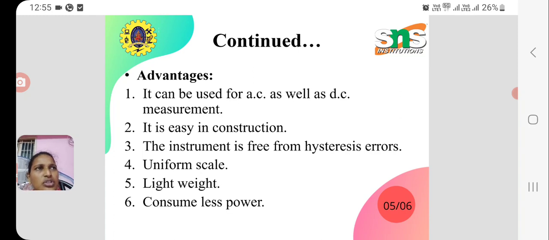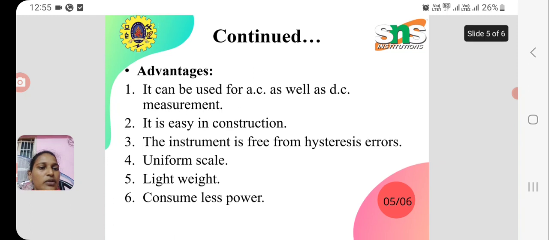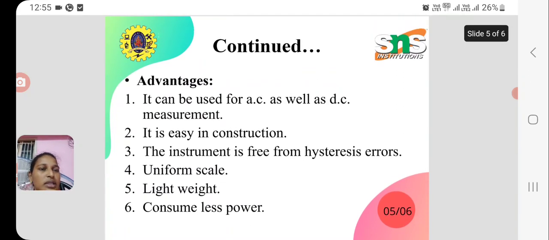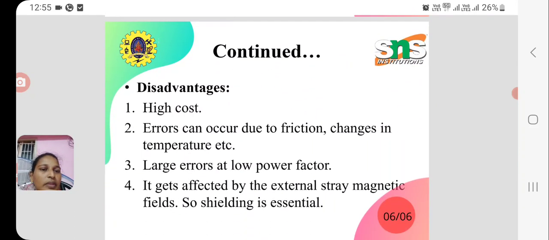For any measuring instrument used in a circuit, it has to consume less power because it should not alter the normal operating condition of the circuit. Similarly, this EDM wattmeter, which is meant to measure the power, should not consume more power, which in turn becomes an error in the reading. So these EDM wattmeters consume only less power.